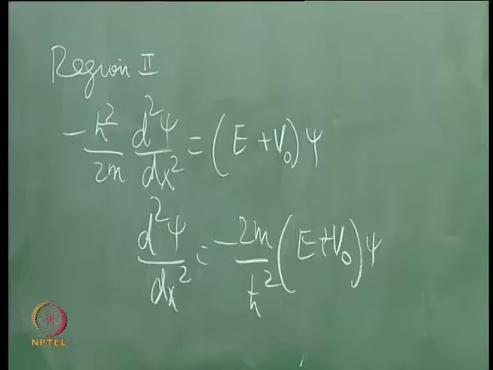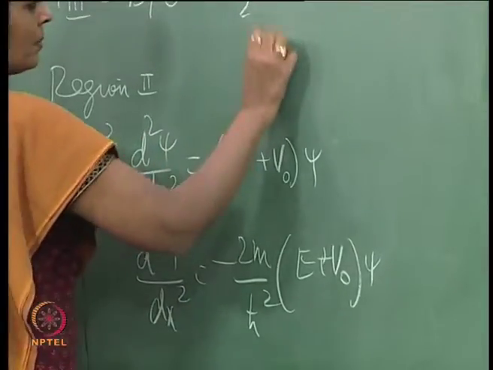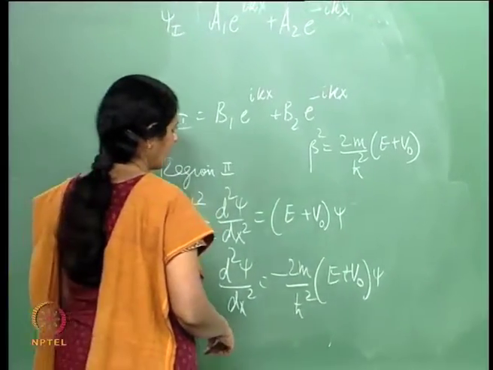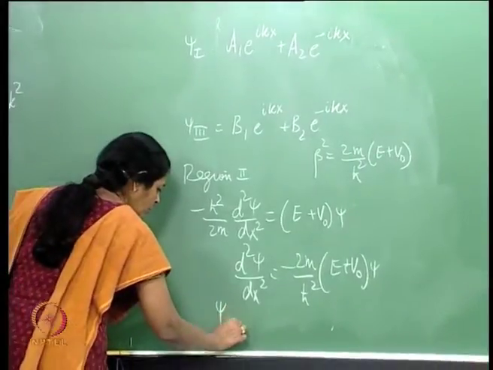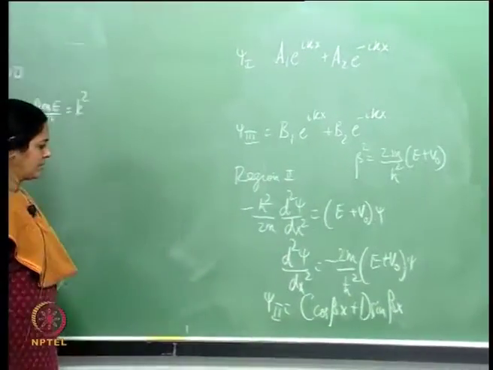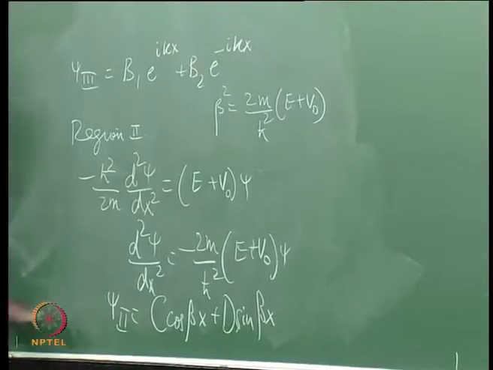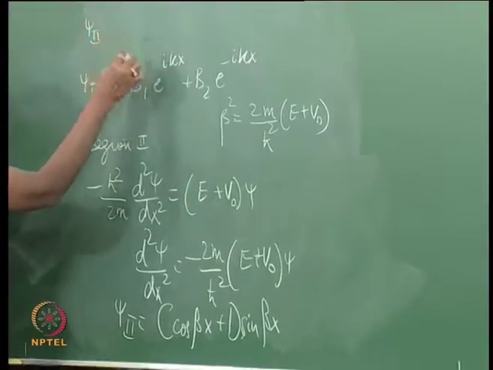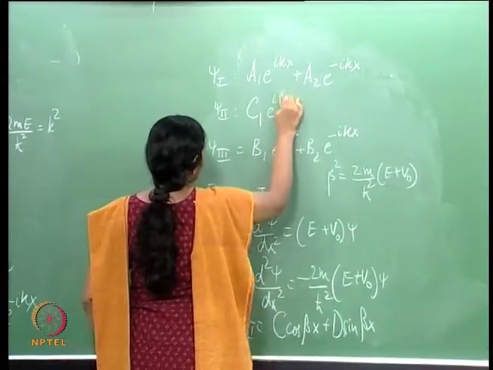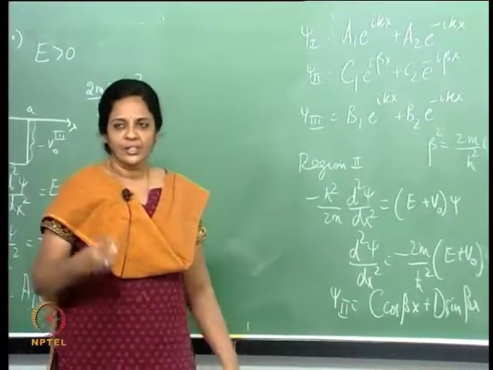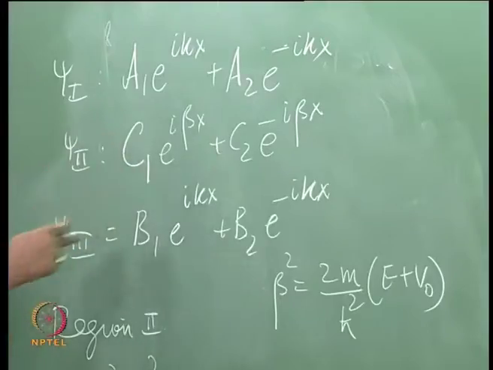And 2m by h cross squared E plus V naught is a positive quantity. So I define beta squared as 2m by h cross squared E plus V naught as before. And therefore, in region 2, I have my old solution C cos beta x plus D sin beta x. Now, in order to make a comparison, it would be useful to write this also as exponential of i beta x and exponential of minus i beta x. So I can write it as C1 e to the i beta x plus C2 e to the minus i beta x. They are the old familiar solutions that we had earlier, except that I'd like to write it all in a plane wave form to show that essentially it behaves as if it's a free particle.